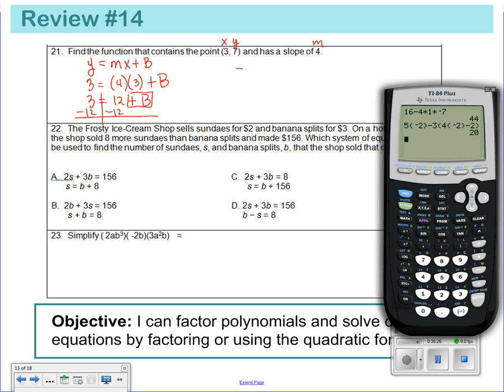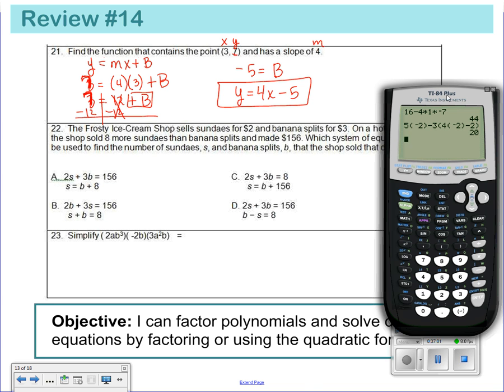I messed up. My y value is actually 7. So this should be 7, and this should be 7. Sorry for the confusion. Hopefully somebody else has yelled out that you did that wrong. So let's try that again. 7 minus 12 is a -5. And then 12 minus 12 is 0. That leaves us with the b by itself. We now know what b is. So my equation, or the function, is y equals, we have our slope is 4, then x, and then -5.